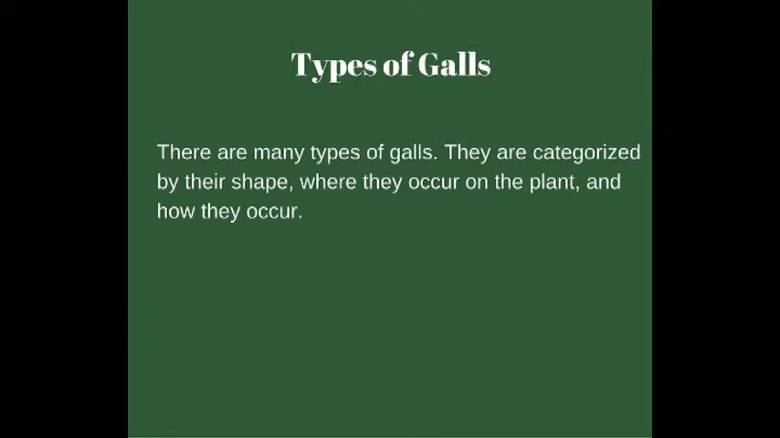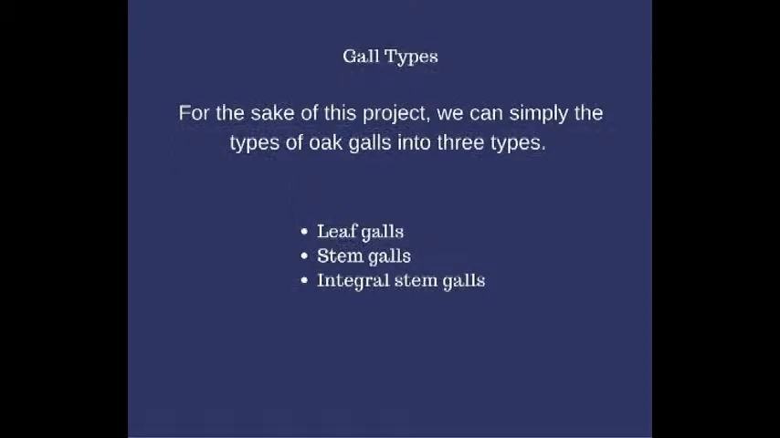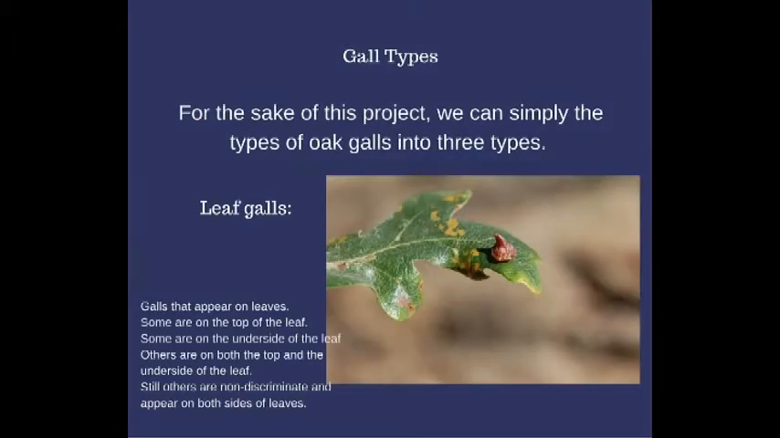There are many types of galls, and they come in a variety of shapes and colors, and you find them in different locations on trees. But for this project, we're going to focus on just 3 types of galls, those being leaf galls, stem galls, and integral stem galls. So leaf galls are just that. They're galls that are formed on leaves of trees or plants. Sometimes they're on the top of the leaf, sometimes they're on the underside of the leaf, and sometimes they span both sides.